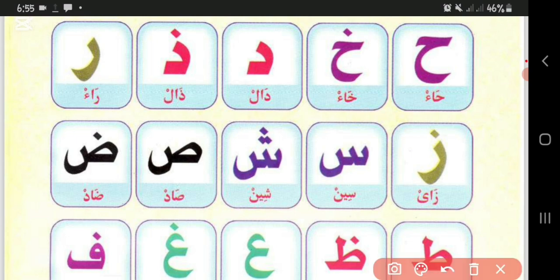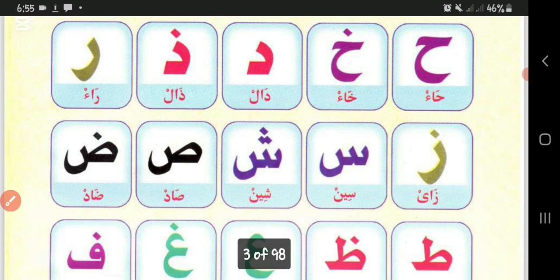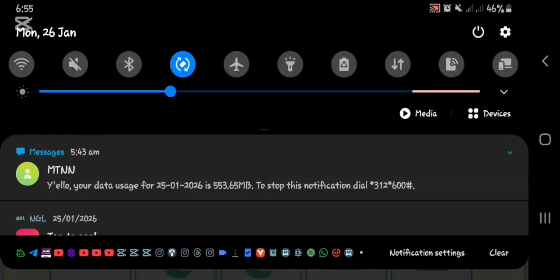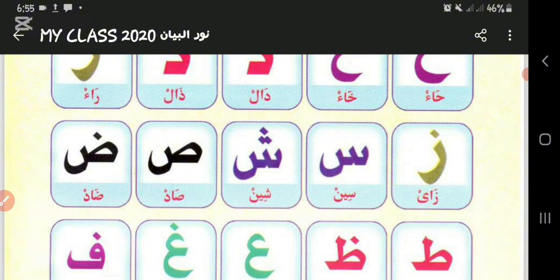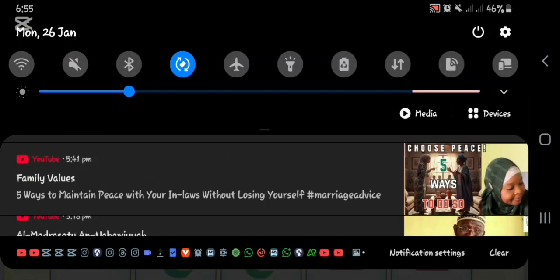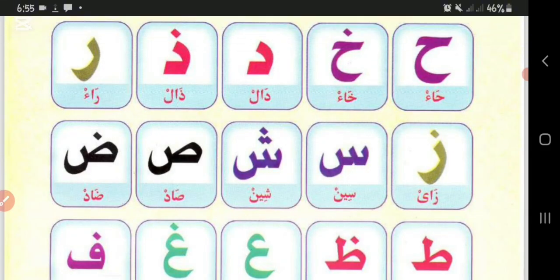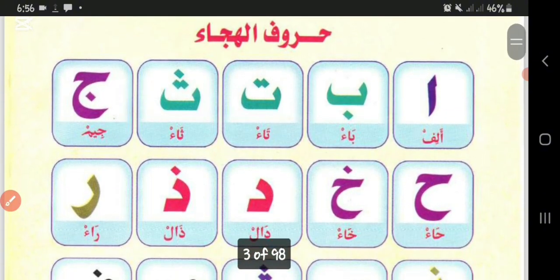This is class 4. Here we are going to look at the other letters that need to be pronounced. So we stopped at the letter Zay. So let's read from the beginning.